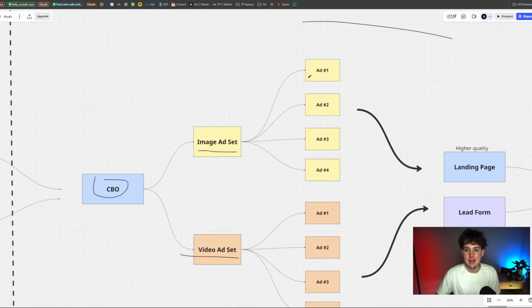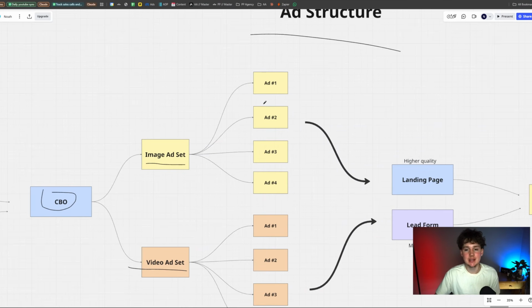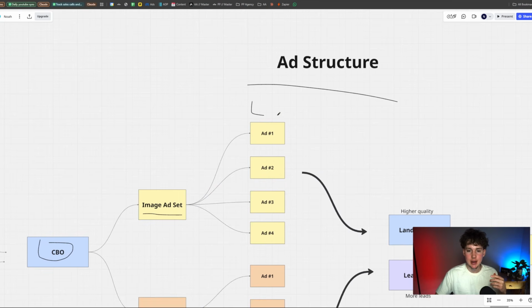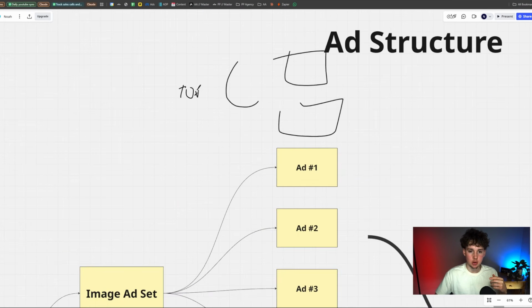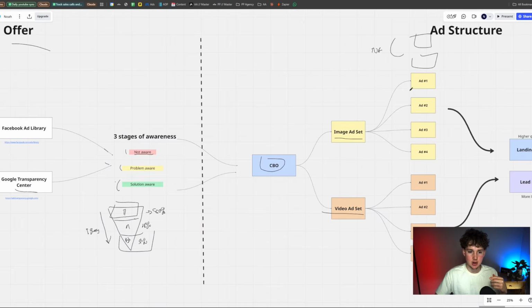Within each ad set, you then have a bunch of different ads. I would recommend even having more than 4 ads per ad set. This is just an example. Otherwise, a Miro board would be way too big. But you want to have these different ads, and maybe let's say you're running 6 ads. So let's add 2 more here as an example. Let's erase this line. Maybe what you do is have these 2 ads be top of funnel, right? So someone who's not aware at all.